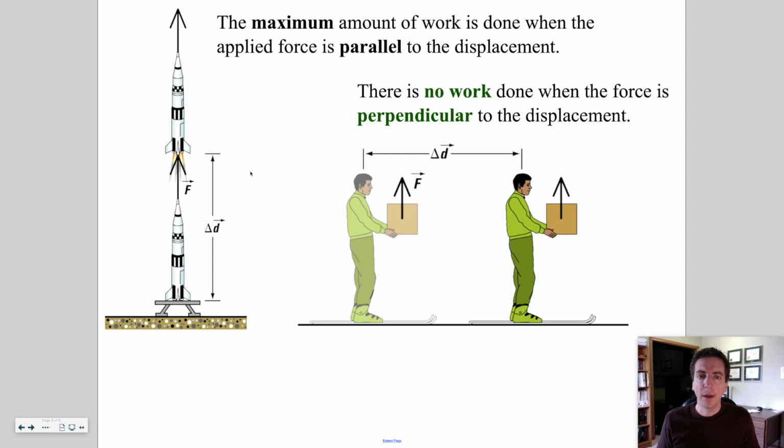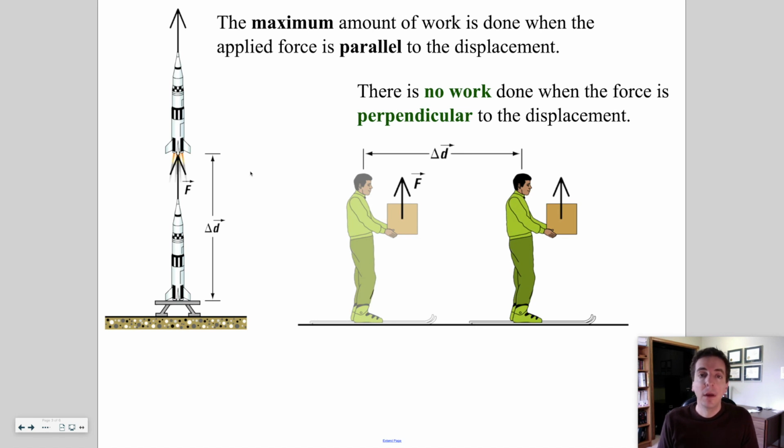Basically, what we're going to get into is our emphasis this year is going to be more on energy transformation. So for example, does the box gain any height? Does it get higher off the ground? Does it gain potential energy? The answer is no. And if it's moving at a constant speed, it's not gaining any kinetic energy either. It's not getting faster. So since the box is not gaining any energy, no work has been done on it.